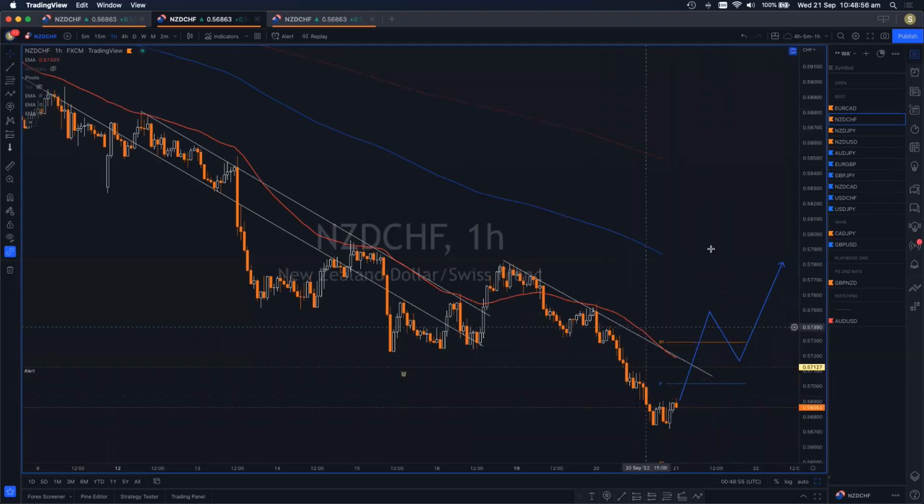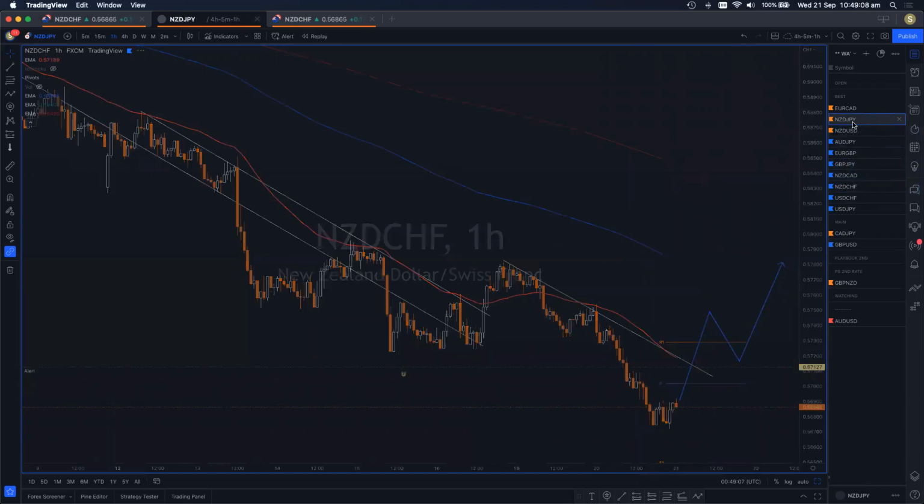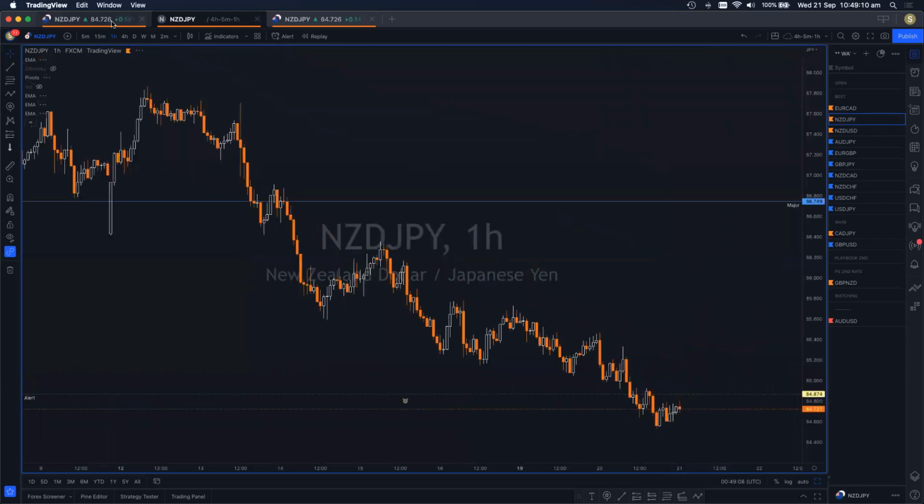We'll have to wait and see if that one, so that should really be the blue one because it's not set up yet, and I'll put that down in alphabetical. Okay, so that was Kiwi Swiss, what about Kiwi Yen? What have we got there?